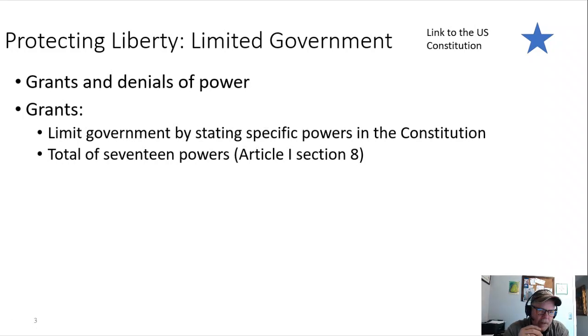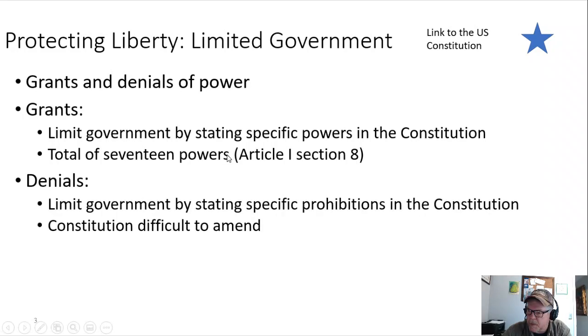So here's what you can do. Specific powers, grants of, and instead of just blah, blah, let's look at them. There's 17. Article 1, let me click through this, and then we'll jump to the Constitution itself. And the denials, you cannot, prohibitions on, you cannot do that.